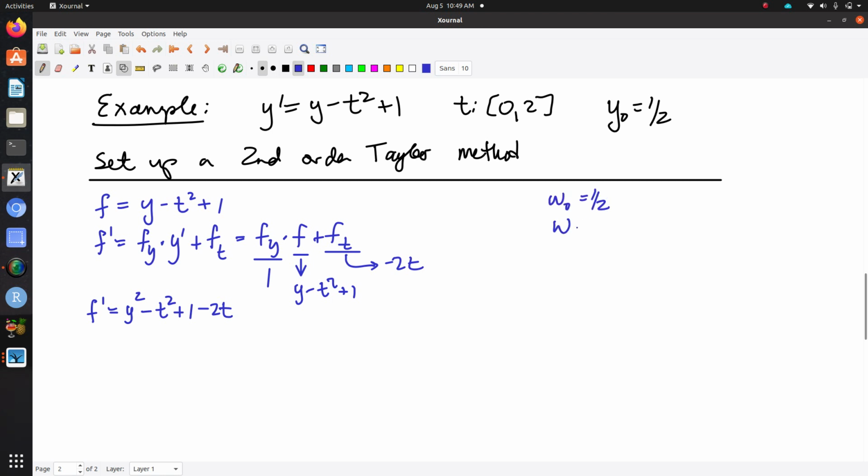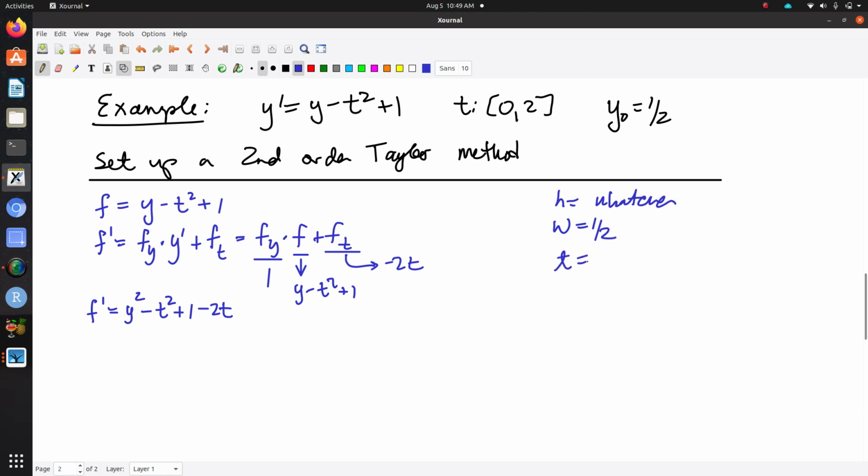I'm just going to not use subscripts on my w's. In the book they're going to use a lot of subscripting, but I'm just going to let the loop take care of that for me. I'm going to let h equal whatever. I'm going to experiment with that as we write the code.